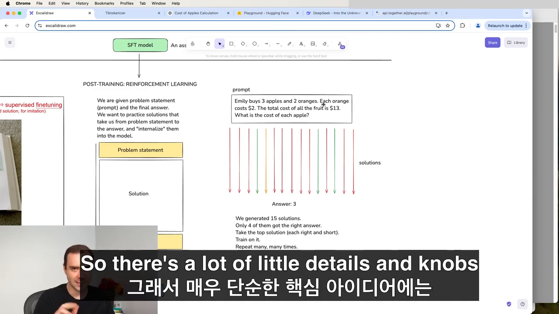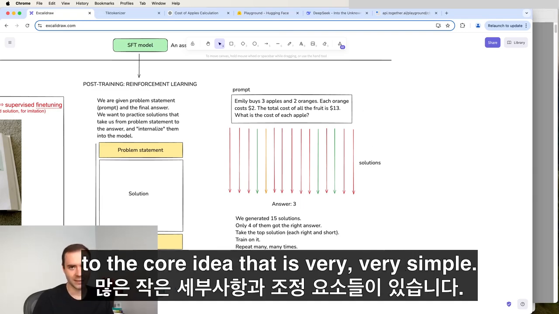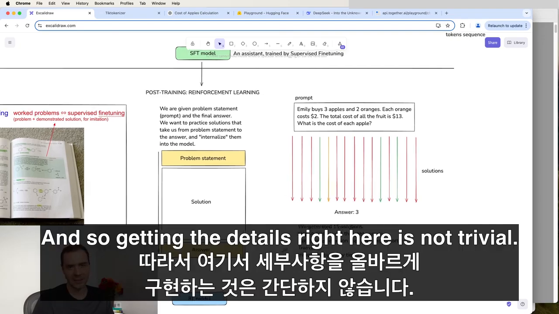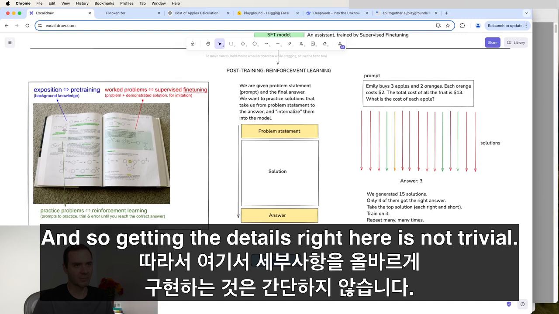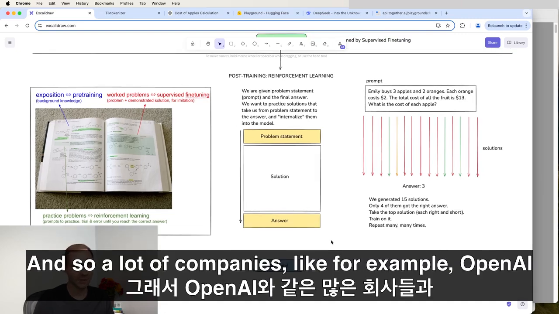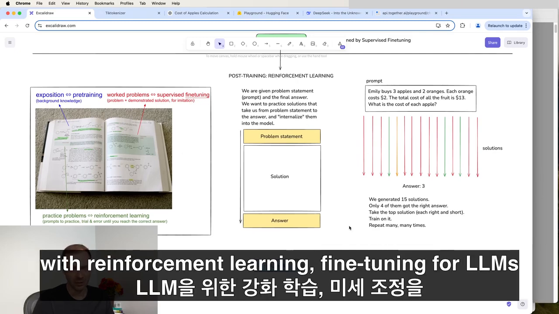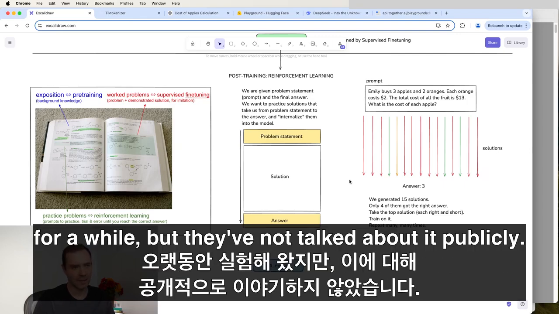So there's a lot of little details and knobs to the core idea that is very, very simple. And so getting the details right here is not trivial. A lot of companies, for example OpenAI and other LLM providers, have experimented internally with reinforcement learning fine-tuning for LLMs for a while, but they've not talked about it publicly. It's all kind of done inside the company.